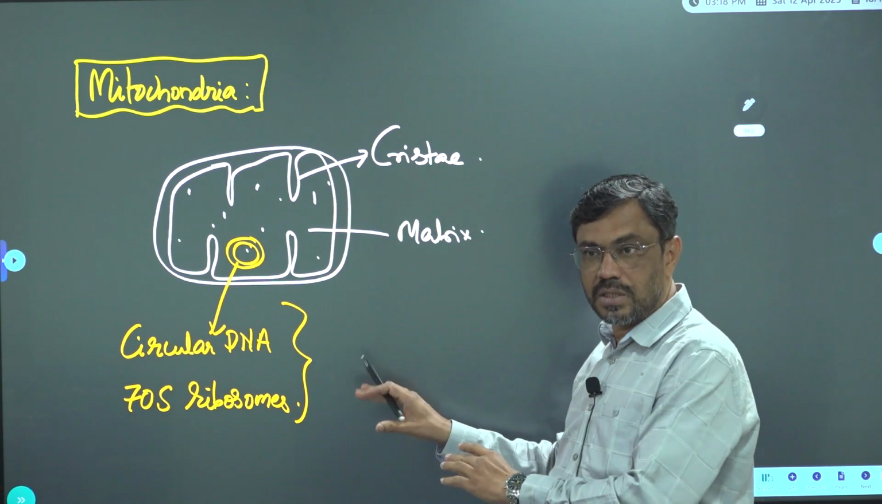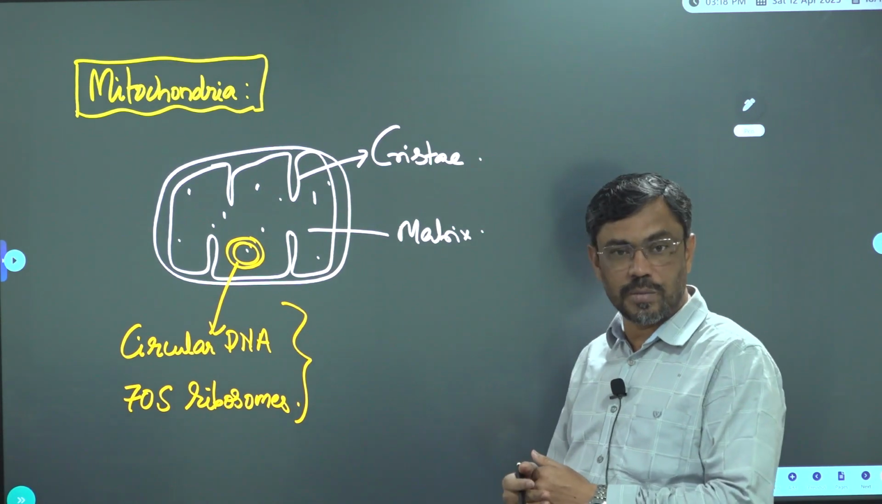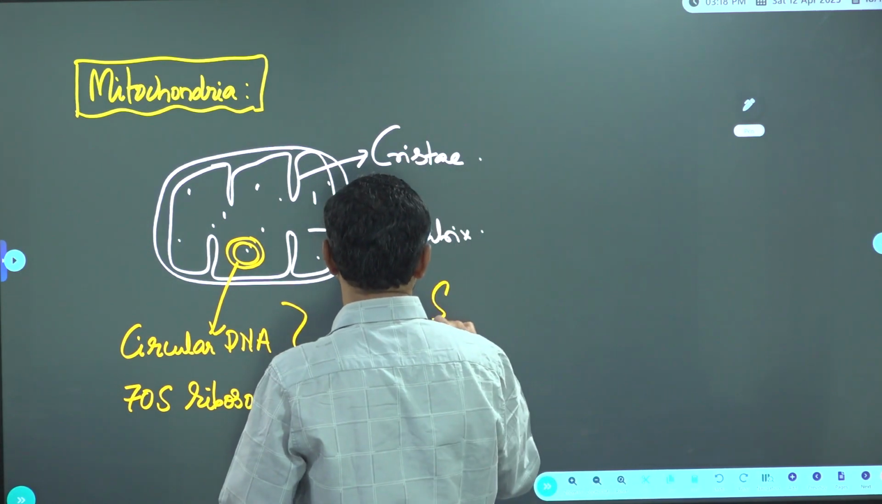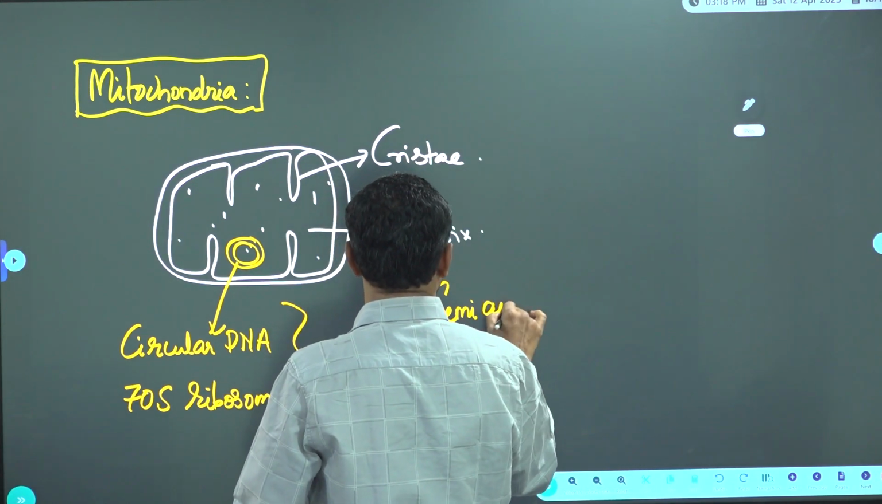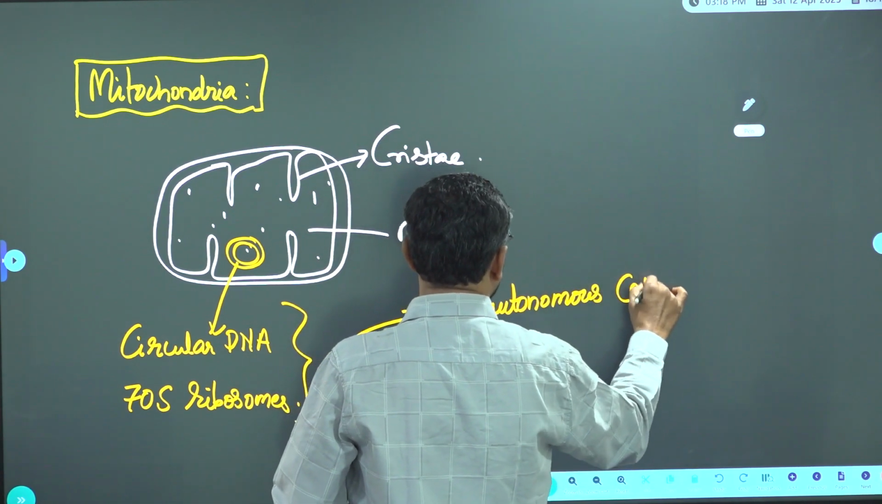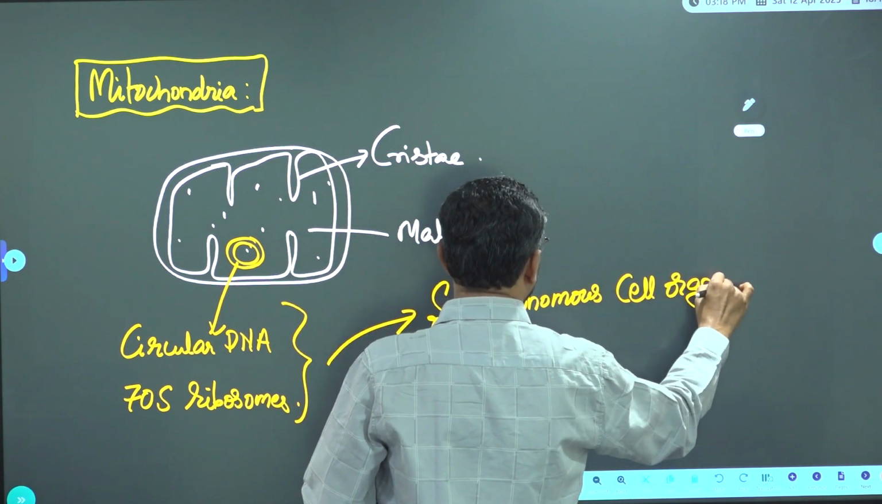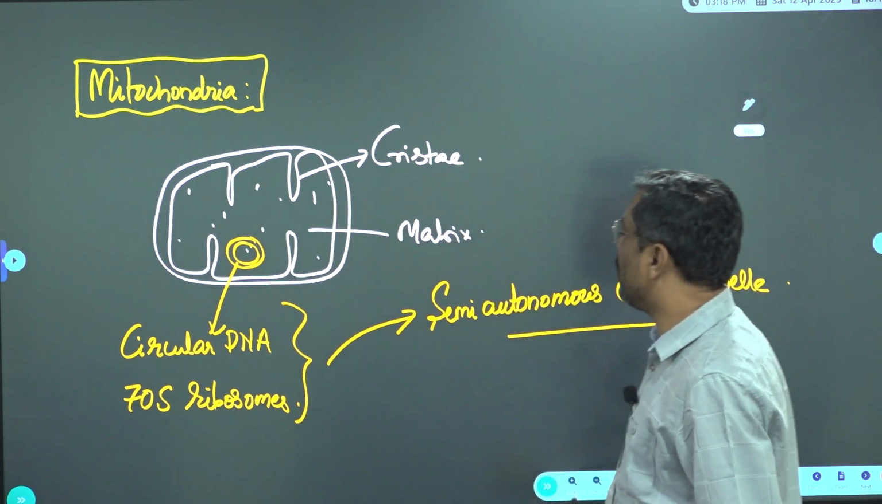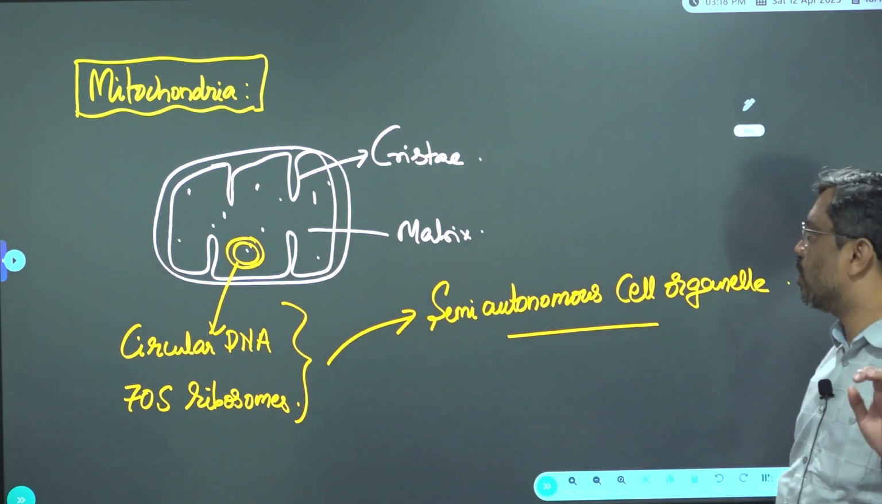With the help of this, it is able to prepare its own proteins to some extent. So that is why the mitochondria is considered a semi-autonomous cell organelle. You remember this terminology: semi-autonomous cell organelle.